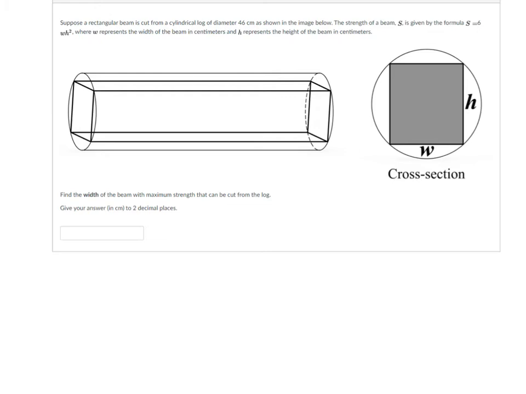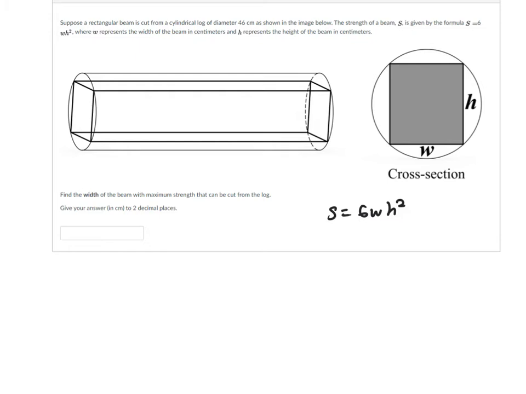Okay, for question 15, we have a rectangular beam, and we want to find the width and height of the beam that give us the best strength. The strength equation is equal to 6 times the width times height squared. Before we can take the derivative of this and find the maximum, we need to relate W and H together.